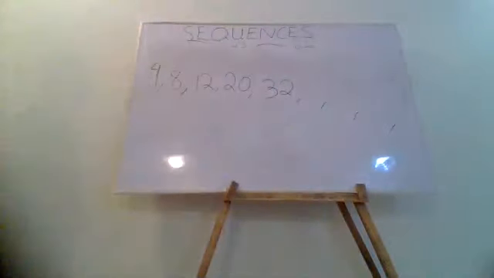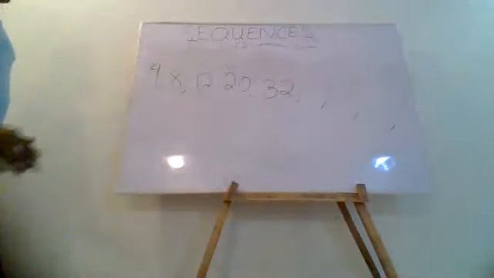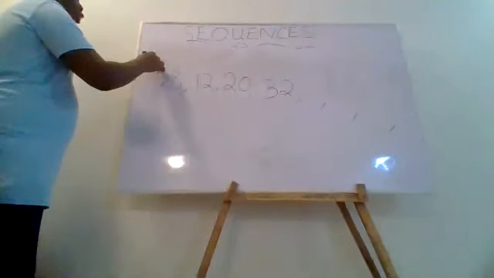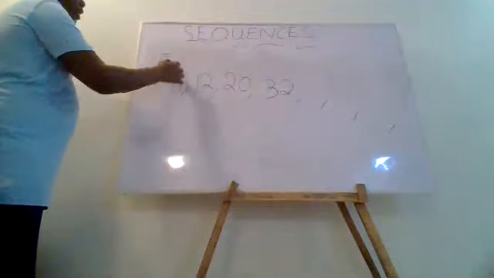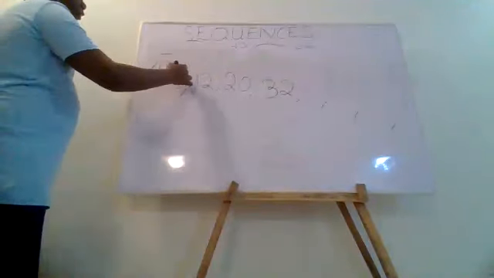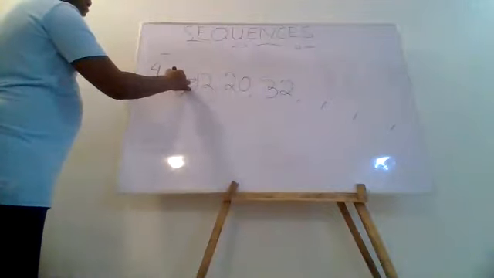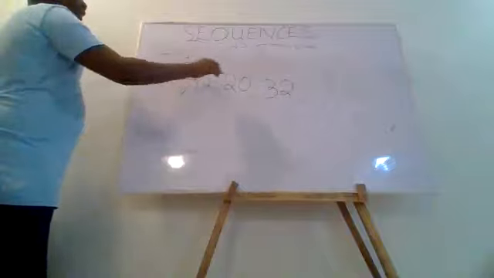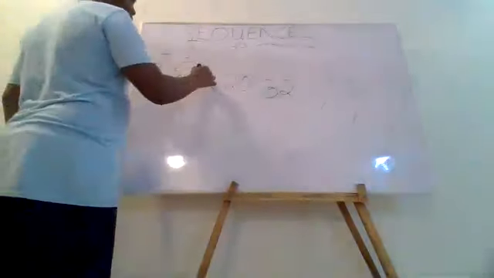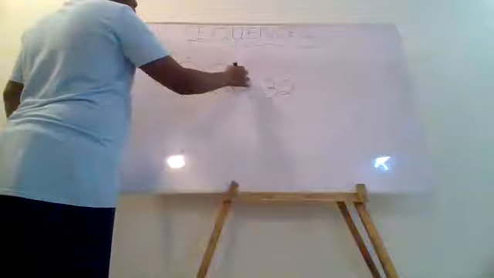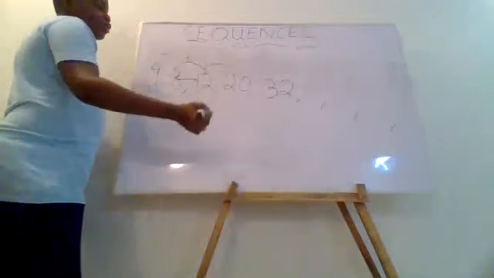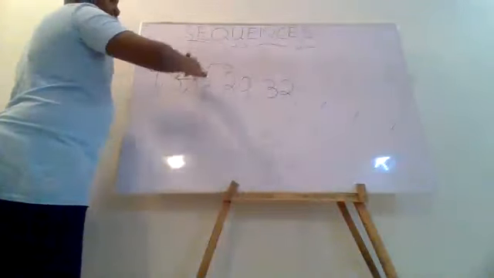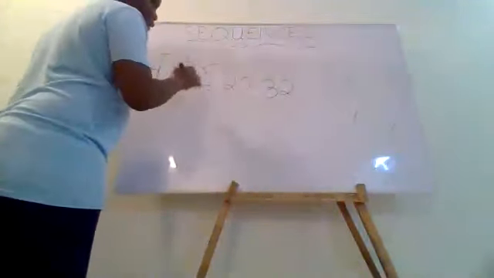Now the Fibonacci code, here's how it works. To find the Fibonacci code, you add 2 numbers of the sequence together to get the next number. So 8 plus 4 is 12. That's the first. Now to get 20, we add the next 2 numbers. 12 plus 8 is 20. And 20 plus 12 is 32. So we add the new number to the previous number to get the next number.